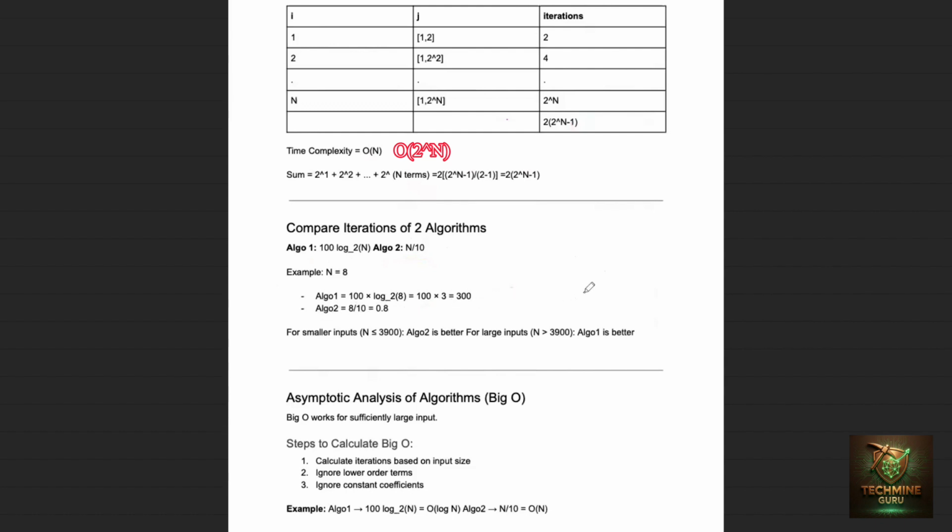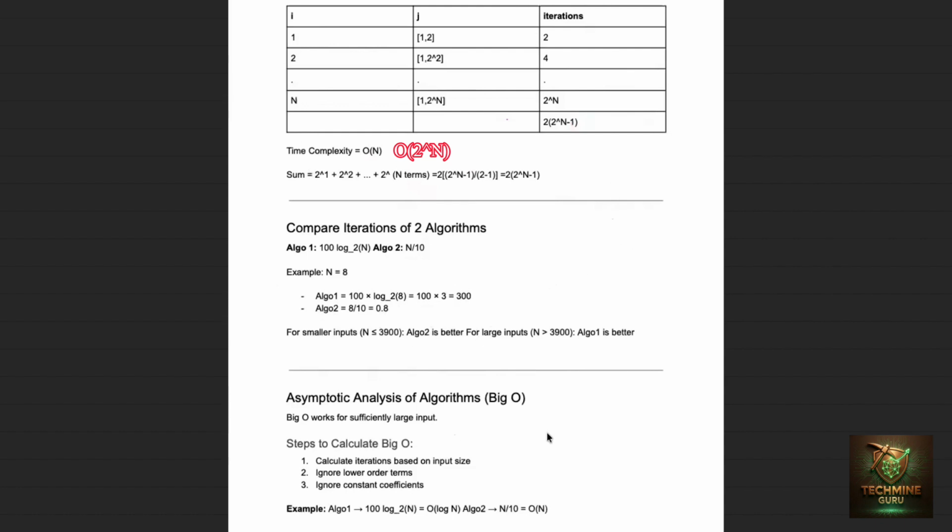So you must be thinking that algo 2 is far better than algo 1. But this is not correct. You are seeing this for a smaller input. When the input size is more than 3900, algo 1 becomes far better than algo 2. Why does this happen? log n will go like this and O of n will go like this. For the initial small input, you will feel that algo 2 is better, but as you go further, you will see that algo 1 is better.